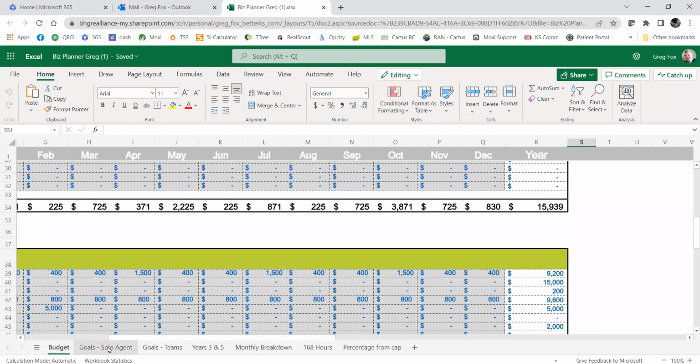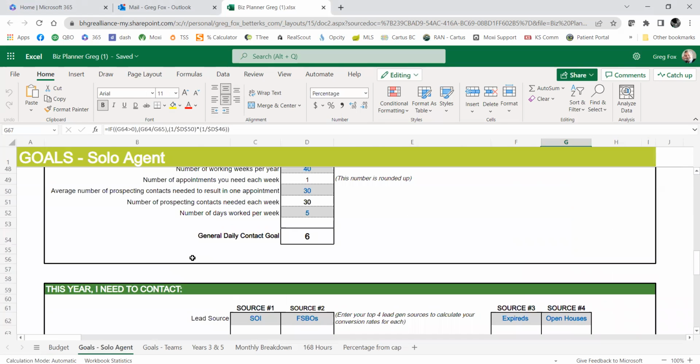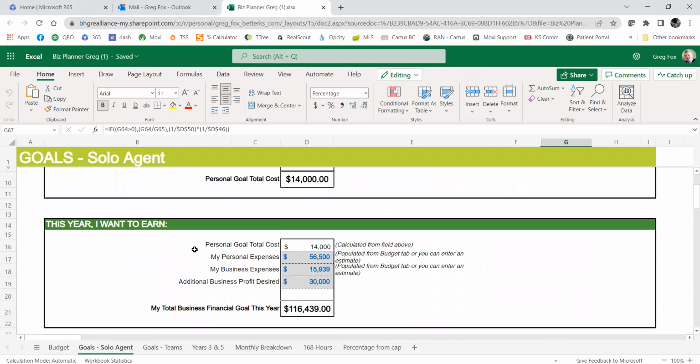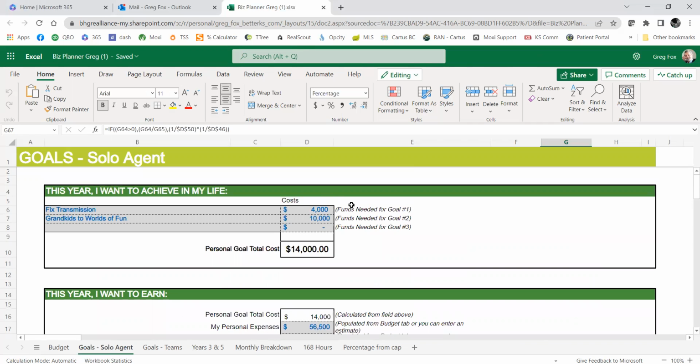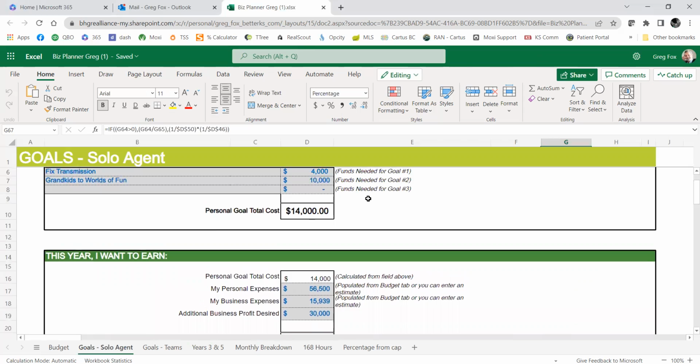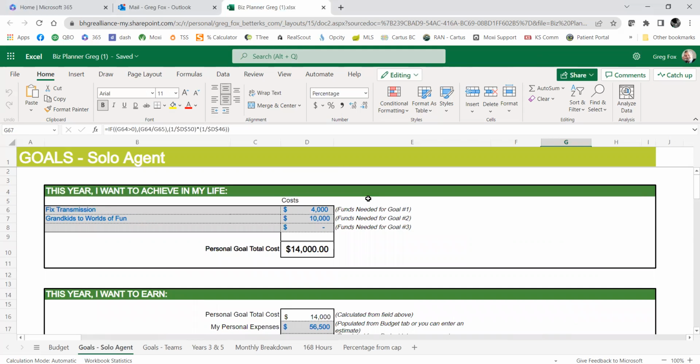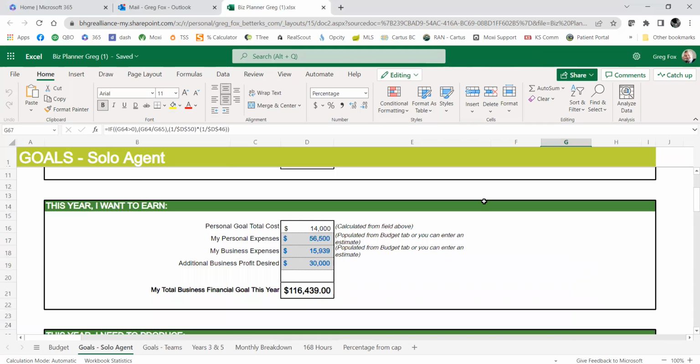From there, we went to the goals of the agent, and this is where we start getting into some better work and real numbers. So up at the top, I said, well, I've got a couple of other things I need to do. Fix my transmission, take my grandchildren to World of Fun. And yes, CC, that's because I have lots of grandchildren. I've got a lot of grandchildren. And we're going to World's of Fun in Japan.